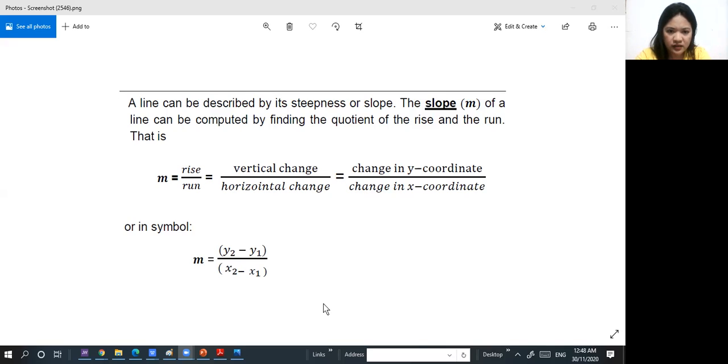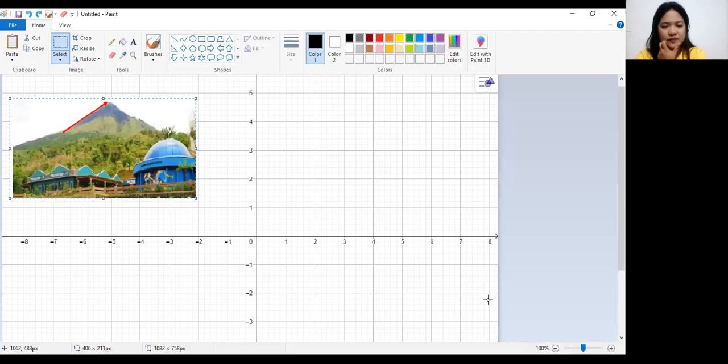Change my screen. So, let's move on to this one. Okay. Wow. Mayon volcano. So, that is Mount Mayon. Okay. So, familiar tayo dyan, ano? Saan nga makakita Mount Mayon? Tama, sa Albay. So, Mount Mayon is a good example of a slope. Okay, slope of a line.